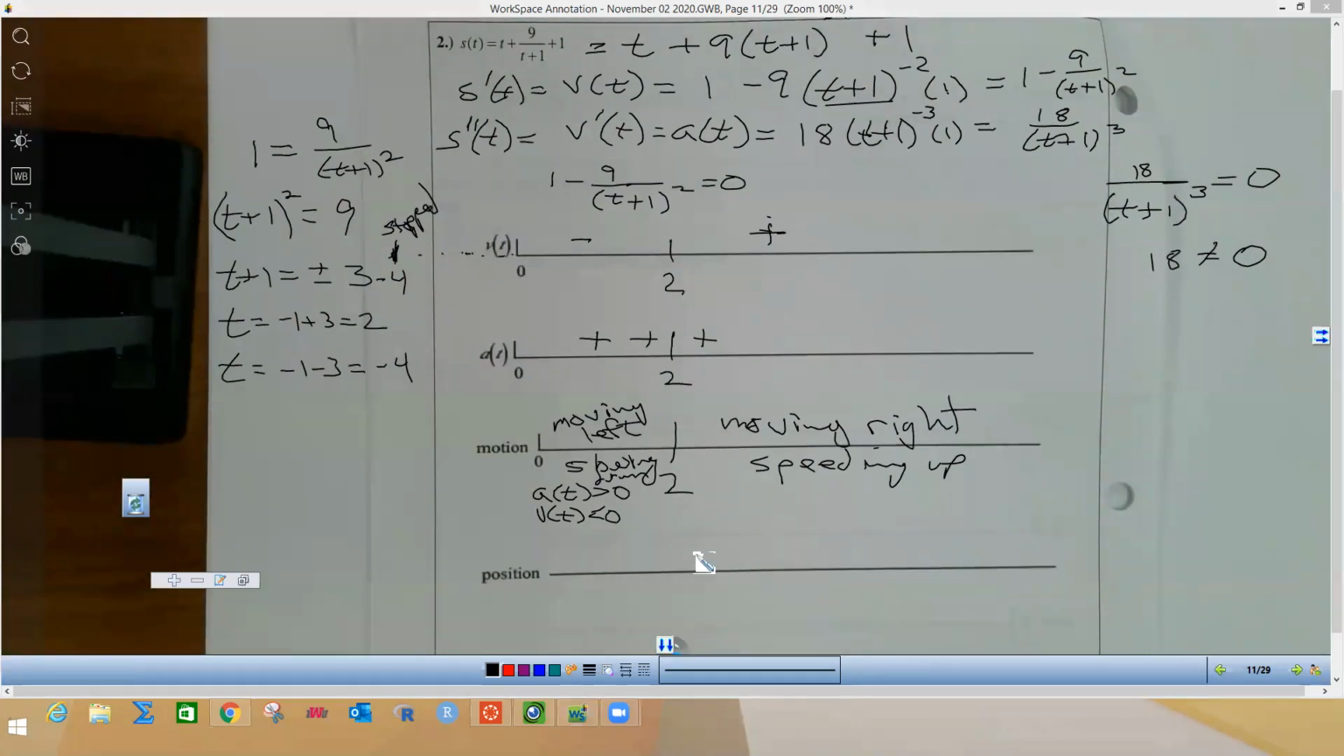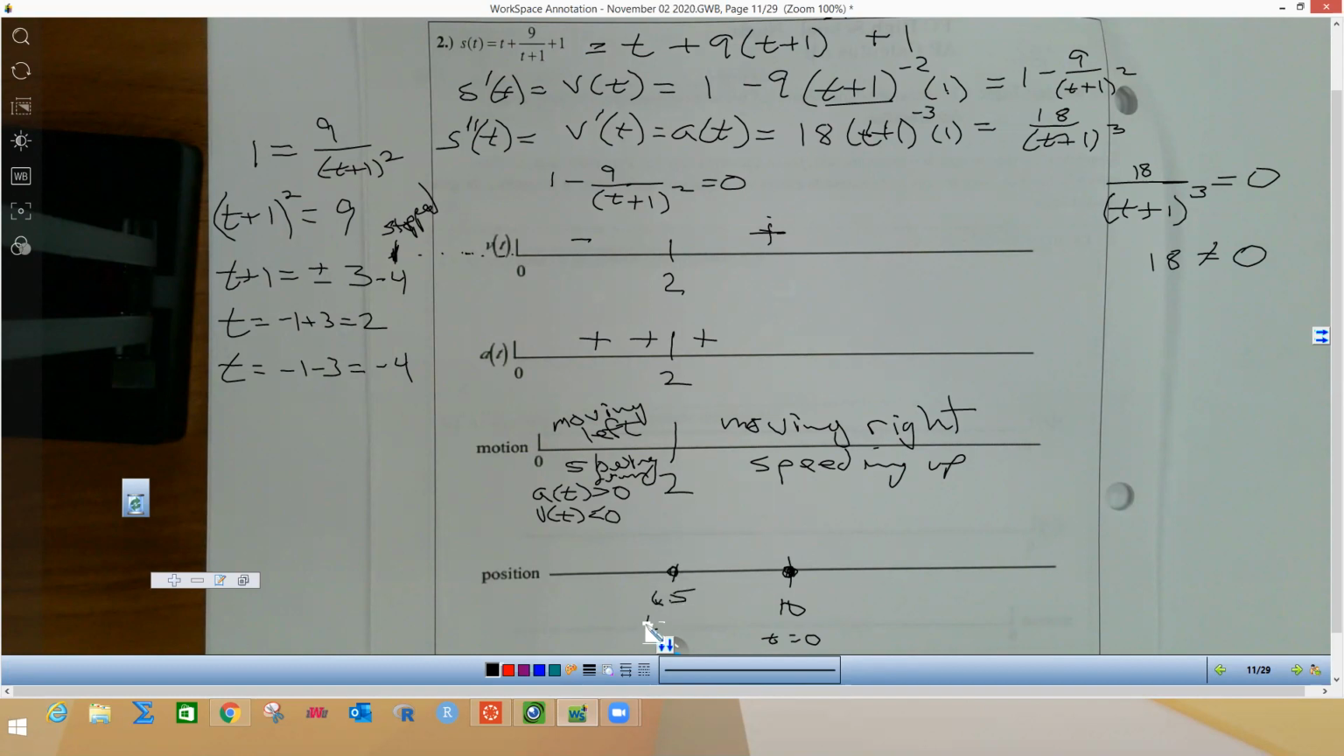And now they want to know, where is this object? So you're supposed to plug 0 in. At time 0, I get 9 plus 1 is 10. So at time 0, this object is starting right here. This is time 0. I plug in a 1. If I plug in a 1 here, I get 9 over 2, which is 4.5. 4.5 and 2 is 6.5. So at time equals 1, the object is over here at 6.5.